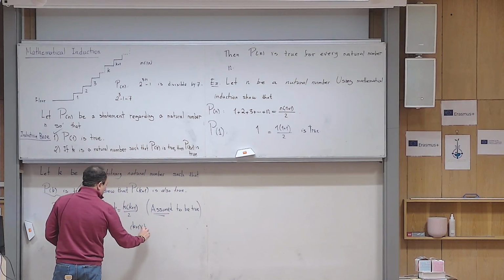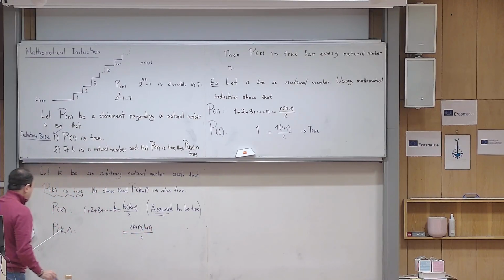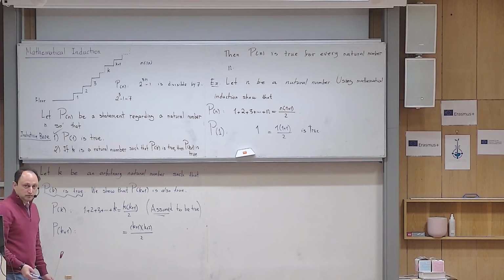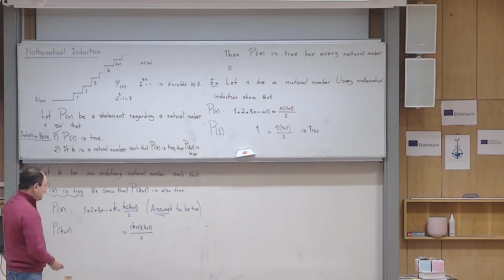Okay, first tell me, do you have any problems on the right-hand side of this? Do you agree that for P of k plus 1, the right-hand side becomes this? Yes or no? Okay, so what should I write for the left-hand side? 1 plus 2 plus 3 up to k plus 1. Yes.